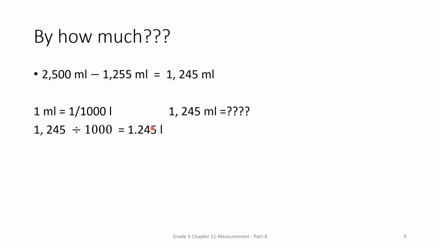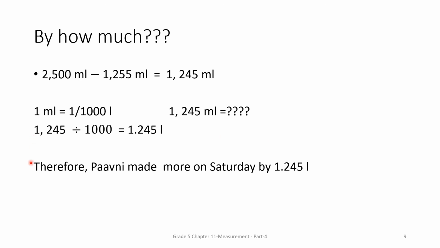1245 by 1000. Okay, again here comes the concept of division by 1000. Again we'll count the number of zeros. Here we have 3 zeros, so we'll put the decimal point to its left by 3 digits. Okay, so we'll start from ones place. So 1, 2 and 3. So the decimal point will come between 1 and 2 and our answer will be 1.245 liters. Okay, now we have to write our final answer. So see, this is the way we write our final answer. Therefore, Pavni made more on Saturday by 1.245 liters. Okay, scholars. So, scholars, here we have completed exercise 11.4.